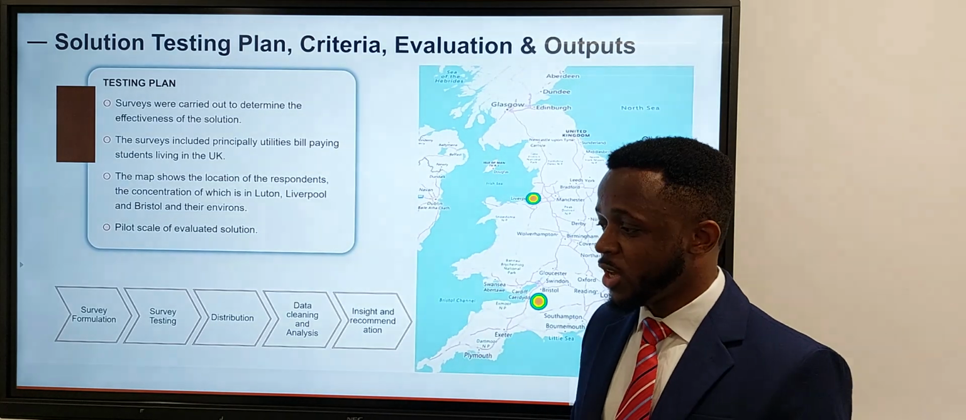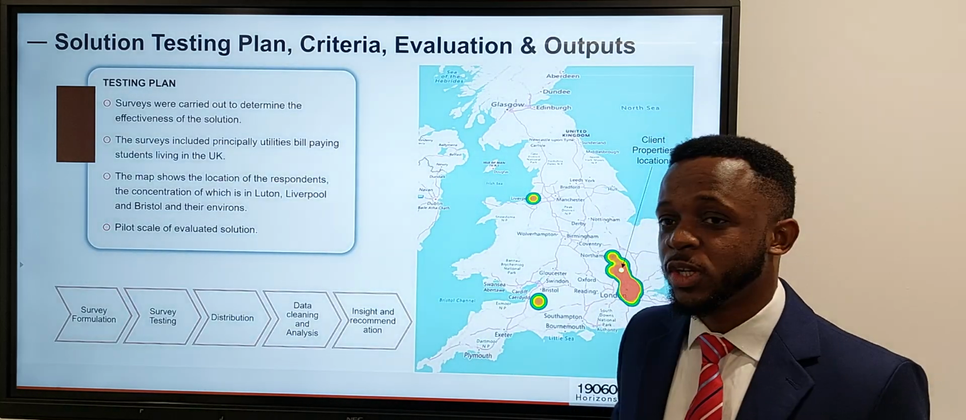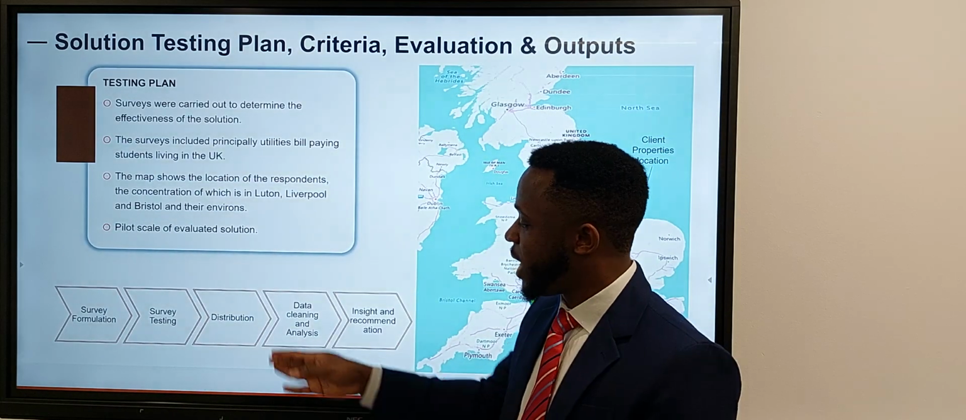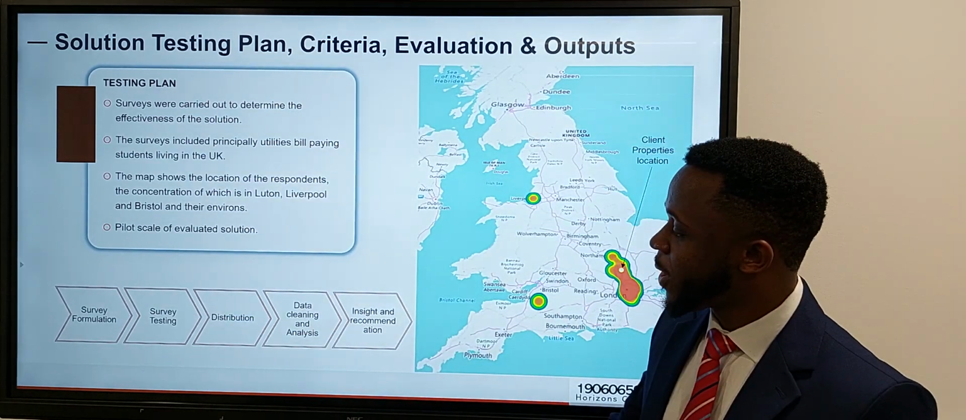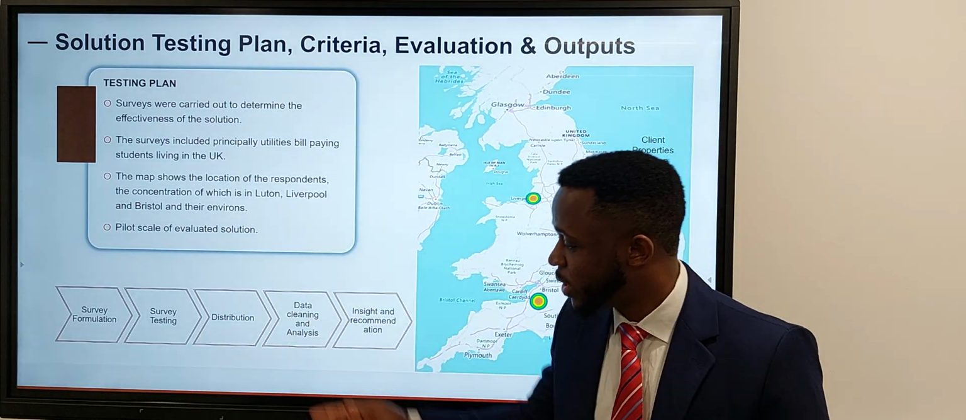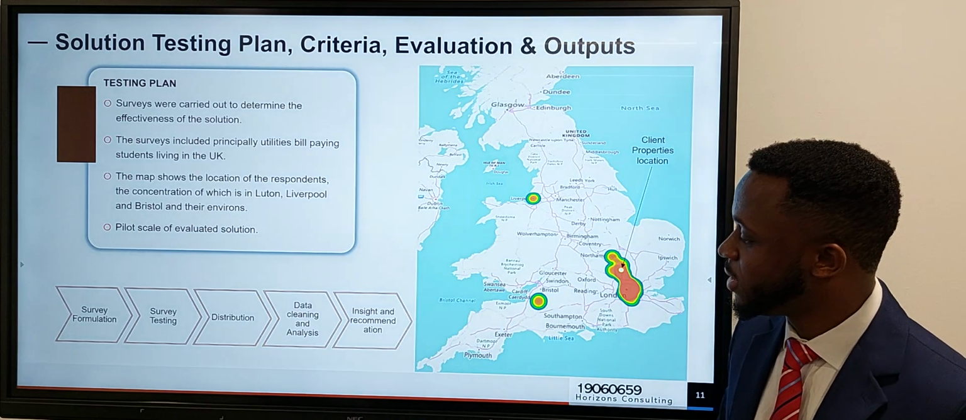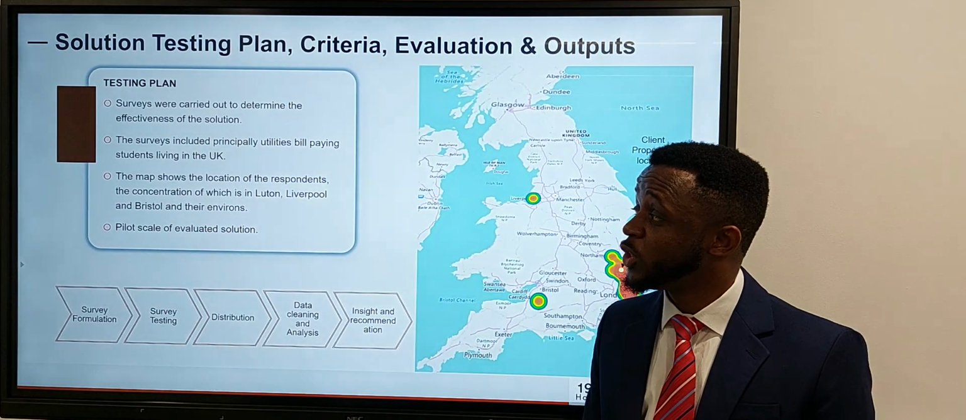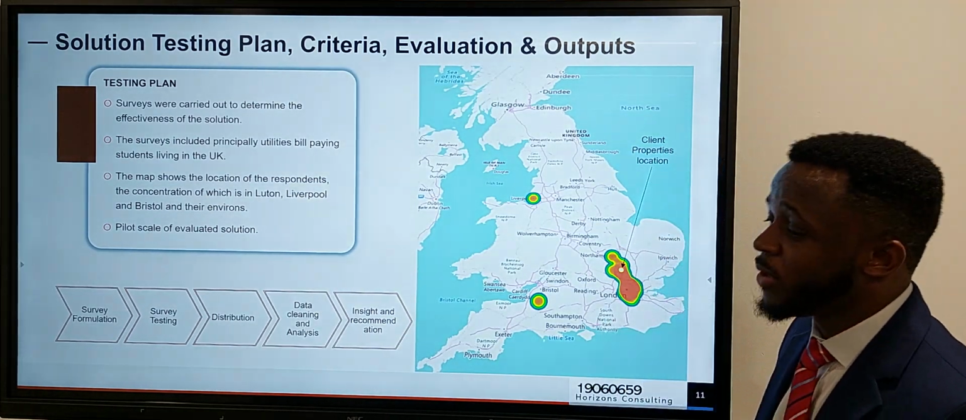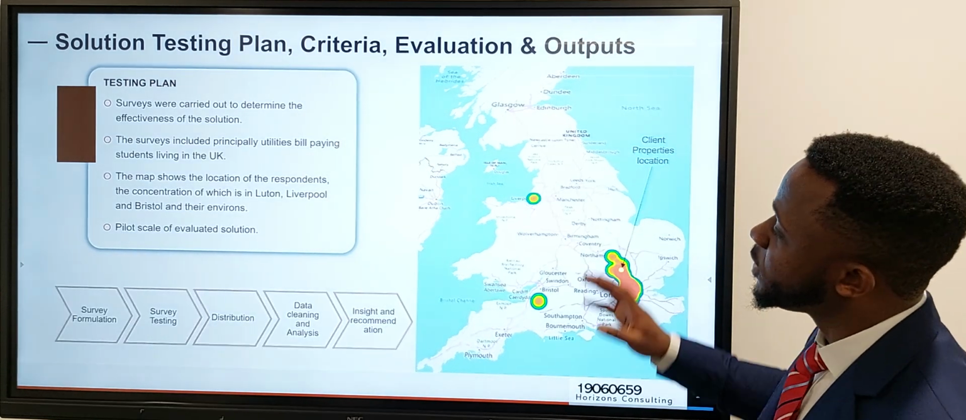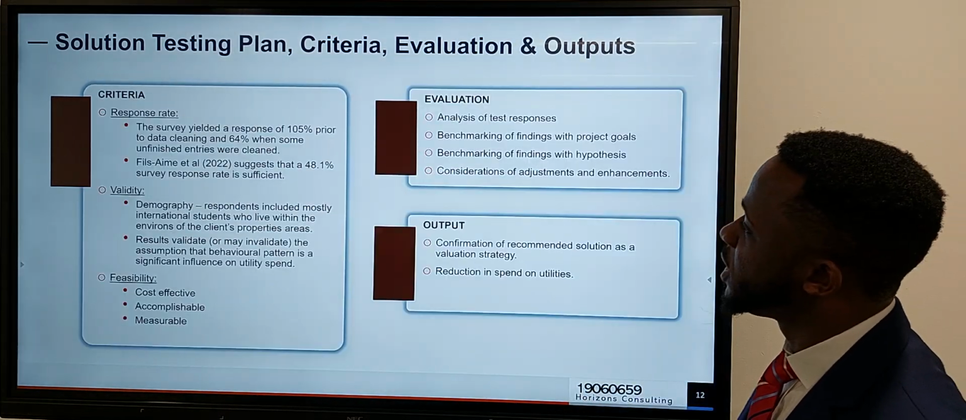I tried it out with a smaller group to see how functional and effective it is, and then distributed the survey. After the survey ended, we collected and cleaned the data, analyzed it, and then came up with the recommendations for this work. So the next thing we're looking at is the criteria.